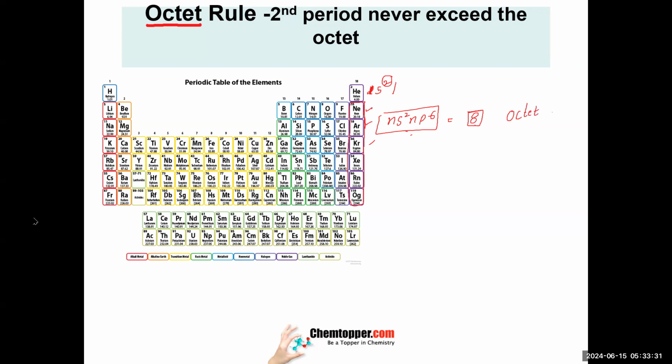But if you look at the elements of the second period, the outermost shell is 2s, 2p. Do we have any 2d orbitals here? No, there are no 2d orbitals. So in 2s and 2p, maximum how many electrons can you have? 8. So these are the elements: carbon, nitrogen, oxygen, fluorine. They are always with 8.